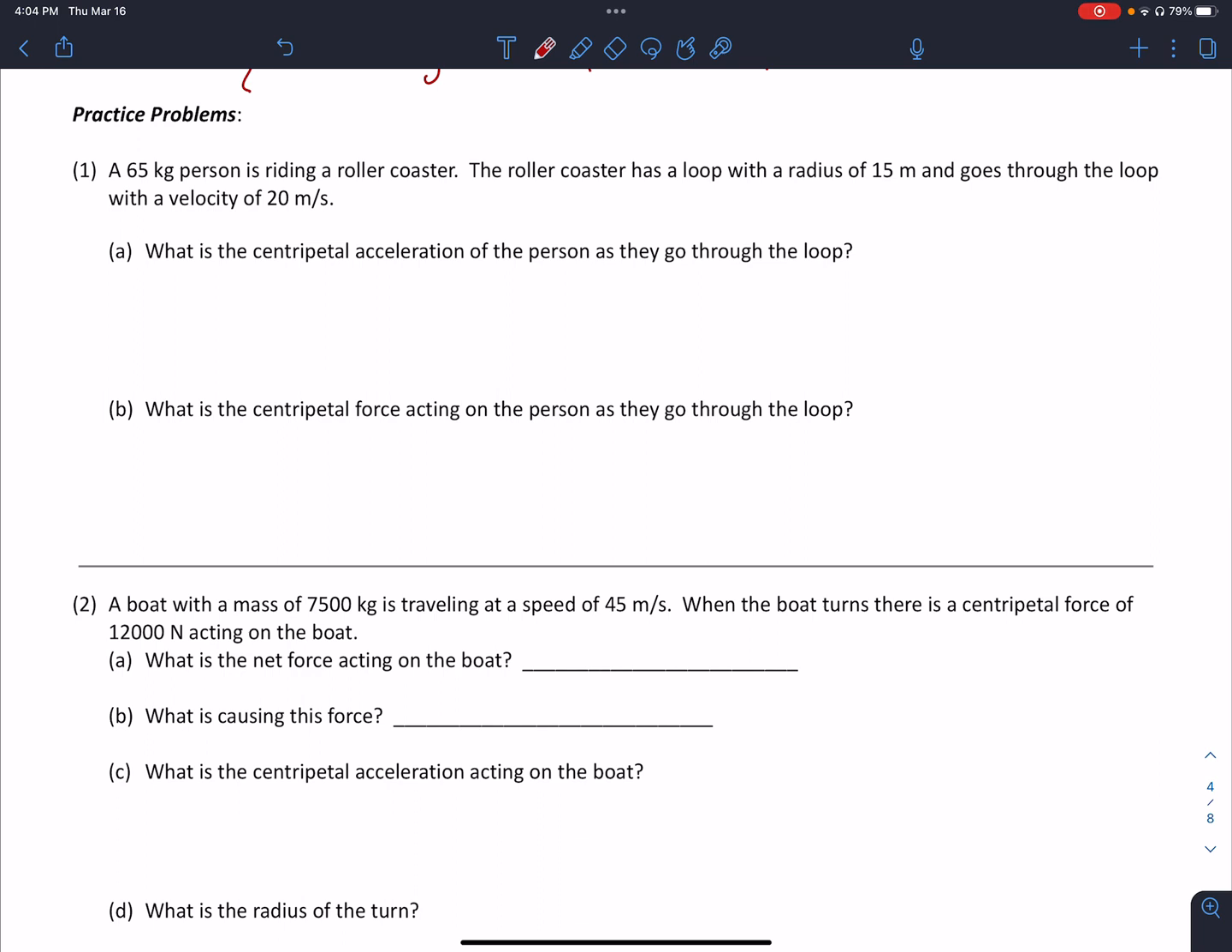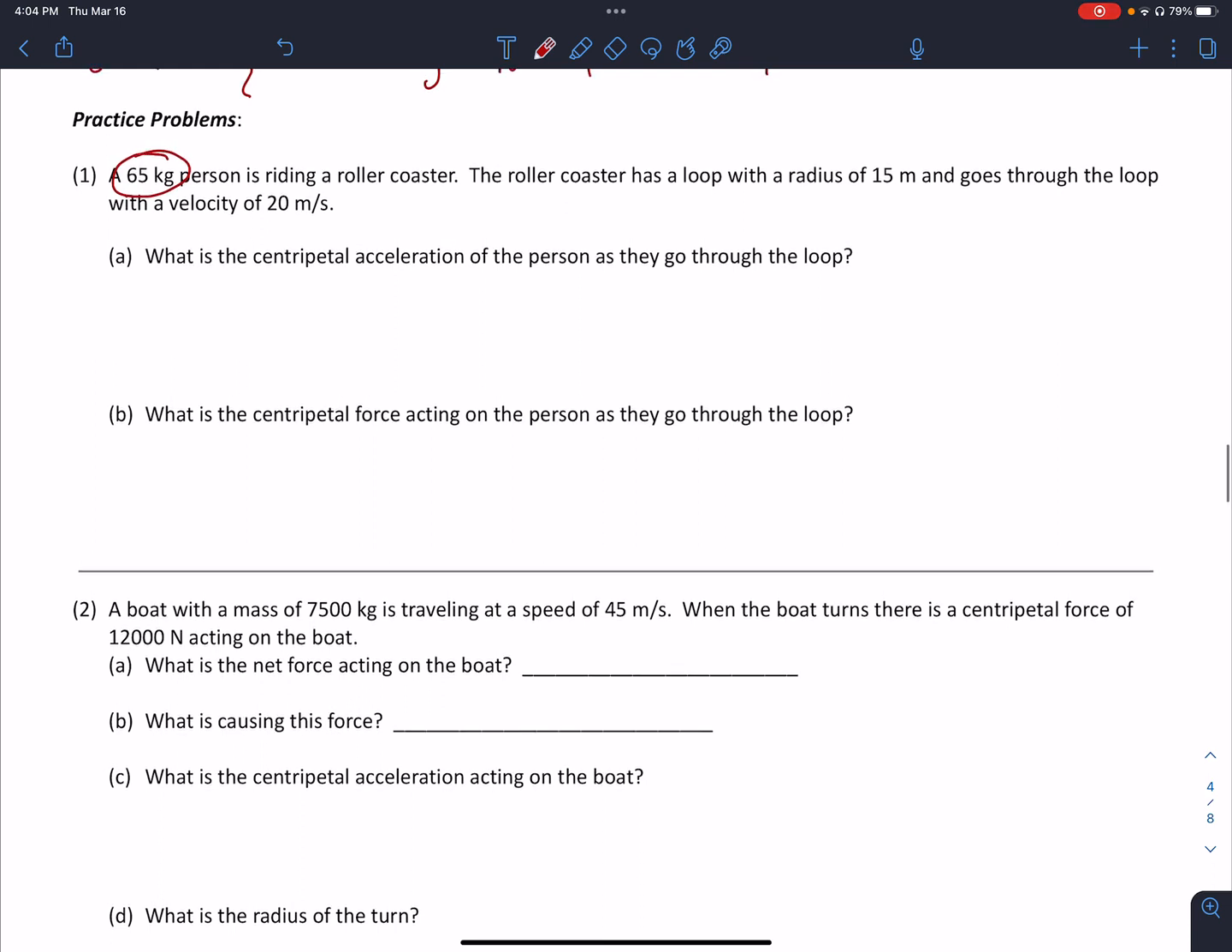So let's try a couple problems. For the first one, we have a 65 kilogram person riding a roller coaster. The roller coaster has a loop with a radius of 15 meters and goes through this loop with a velocity of 20 meters per second.